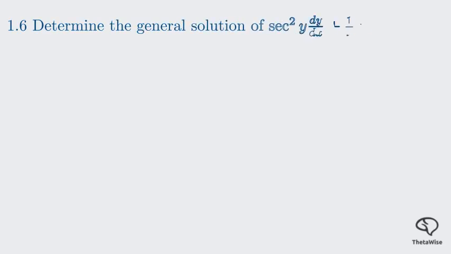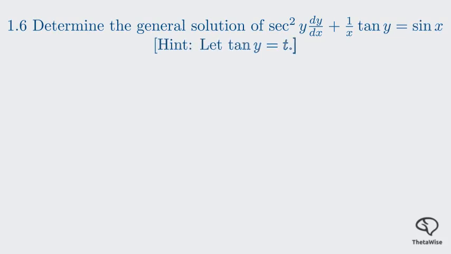Our final question in this section, 1.6, is a special type of equation. The equation is secant squared y times dy/dx plus 1 over x times tangent y equals sine x. The question provides a helpful hint: let t equal tangent y. This is a nonlinear equation, specifically a first-order nonlinear differential equation, which we often can't solve directly with the linear methods we've been using. The presence of secant squared y and tangent y suggests a substitution might work, which is exactly what the hint is for. This is a common exam strategy.